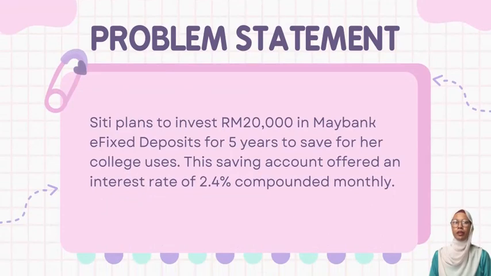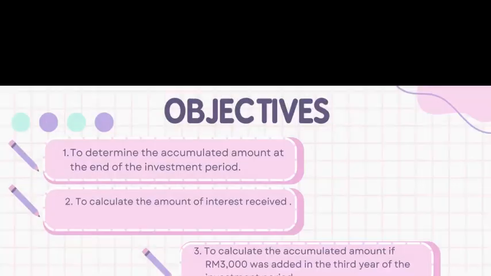Problem statement for case study 1. Siti plans to invest 20,000 in Maybank e-fixed deposit for 5 years to save for her college use. This saving account offers an interest rate of 2.4% compounded monthly.